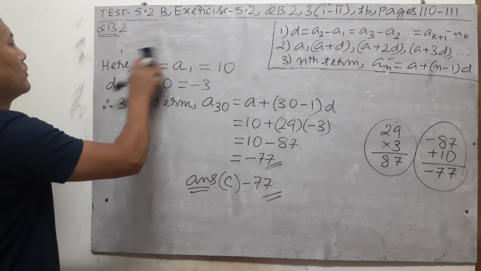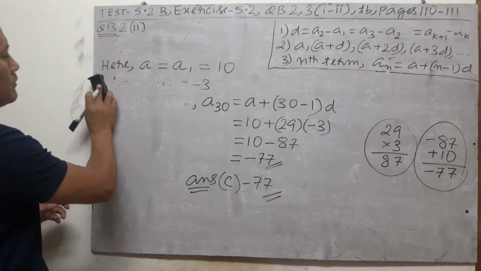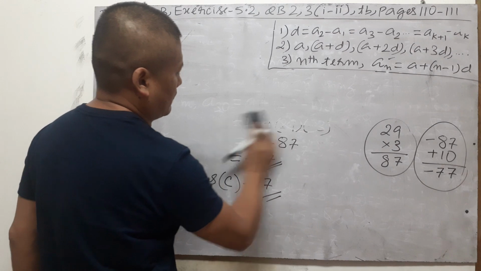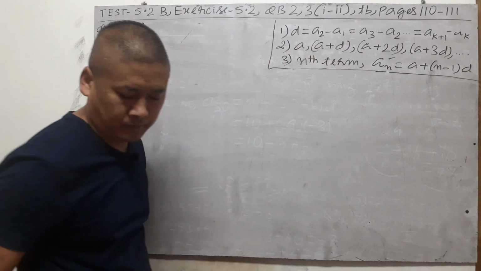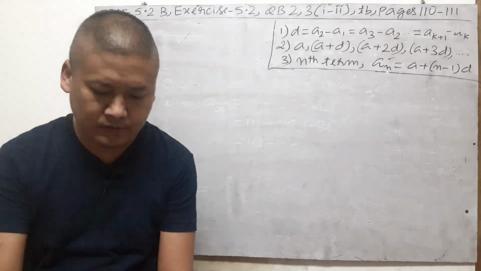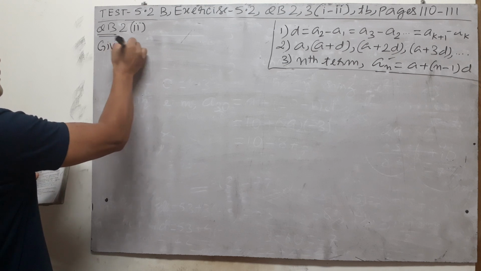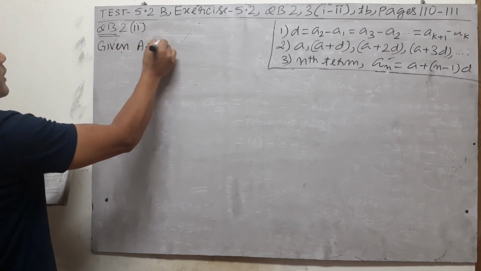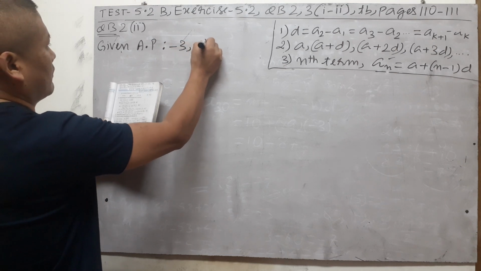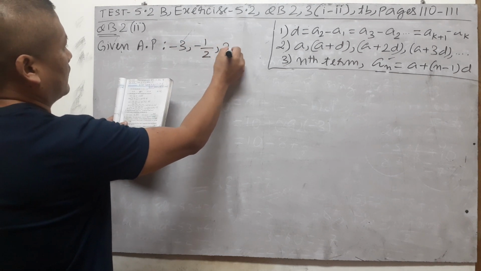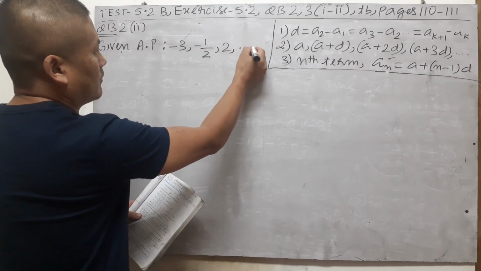Okay, so next, subheading 2. Same question, subheading 2. Okay, I hope you're getting it now. 11th term of the AP. So given AP, let us write down. Given arithmetic progression series is first term minus 3, second term minus 1 by 2, up to the third term given, and it continues like that.